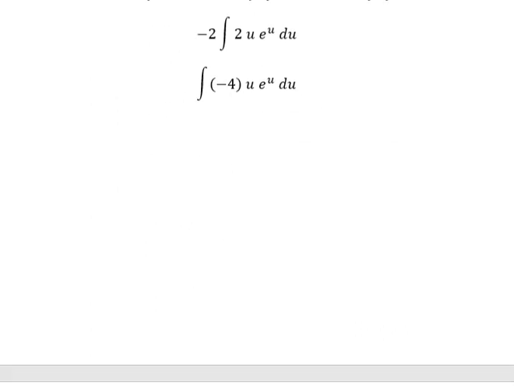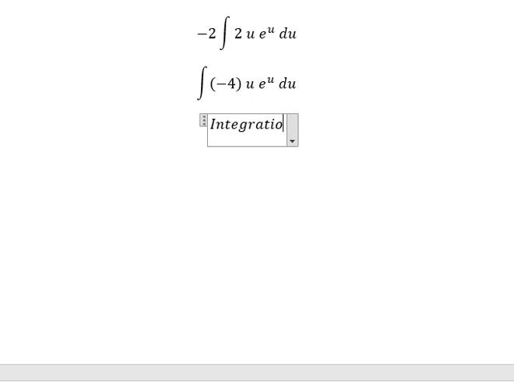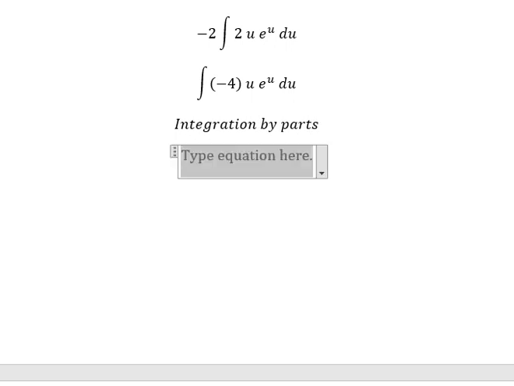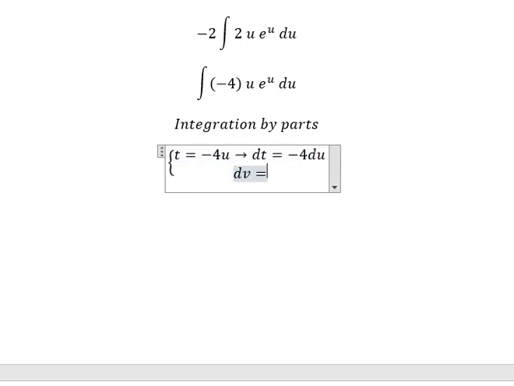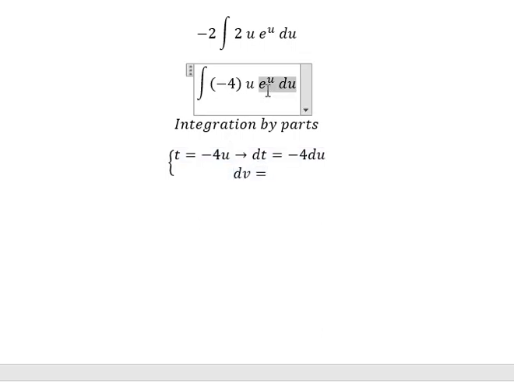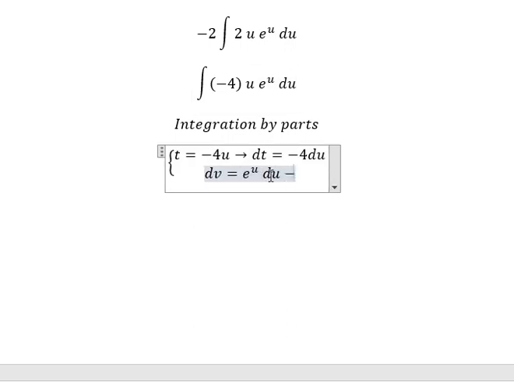Next, we can use integration by parts. So I will put t equals negative number 4 u. Later we need to do the derivative for both sides, and we have like this dv that is about this one. So the integration of this one we have like this.